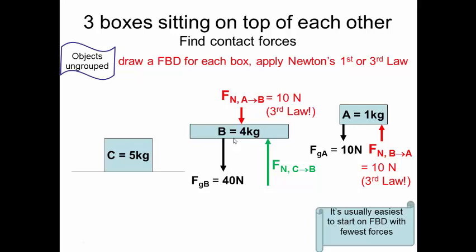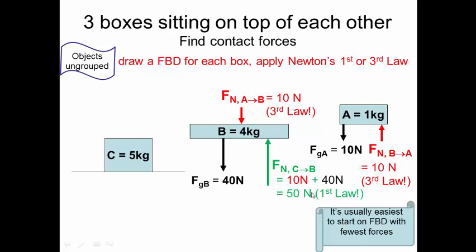So that has to be a 10 Newton force from the previous problem. We had 10 newtons from box B acting on A. Well, this is the Newton's third law equivalent. This is the normal force of A acting on B. This is an action-reaction pair. These are two red arrows.